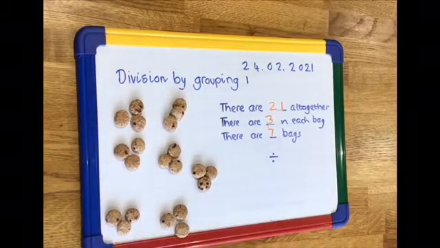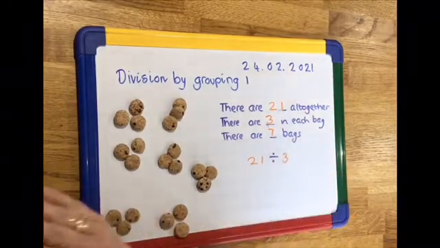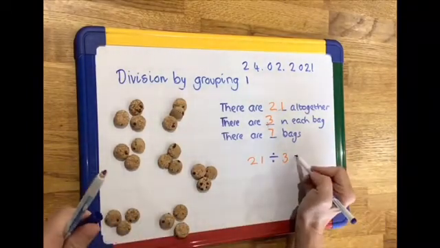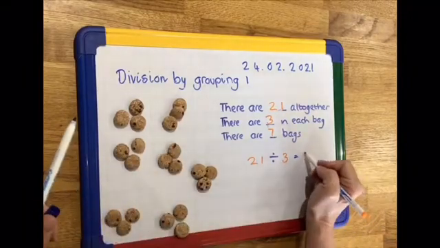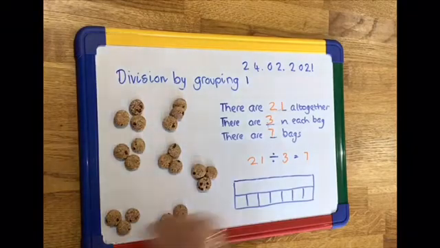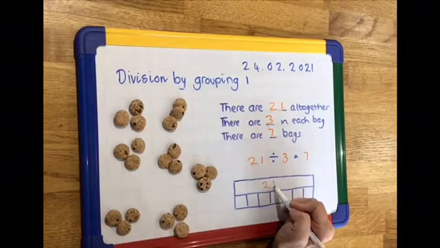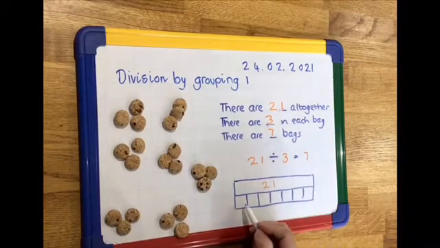And I can say 21 divided by 3 equals, is the same as, 7. I could show it in a bar diagram. So here we have 21 is my whole, and I have 7 groups of 3.